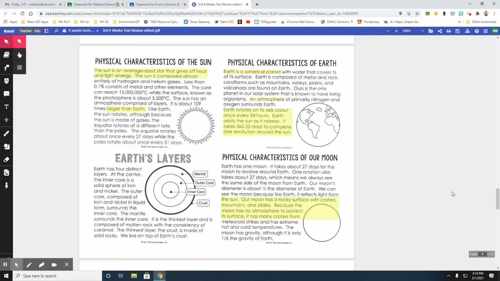We know that it takes us about 24 hours to spin around one time on our axis. And we know that it takes Earth about 365.25 days to make one trip around the sun. That trip we call a revolution or an orbit. We know that 0.25 is critically important. If we were not to account for that, our calendar would be completely off. We would have seasons all mixed up.